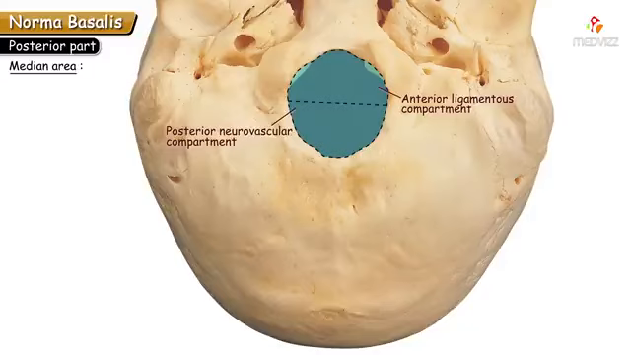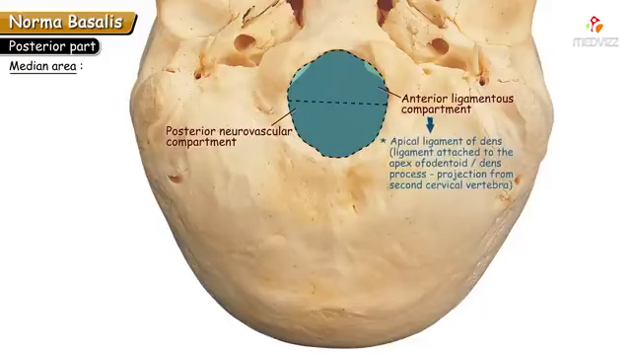So starting with this anterior ligamentous part, that is, ligaments are there in this anterior part, we can see the apical ligament of dens. Apical ligament means it is the ligament attached to the apex of the odontoid process or dens. Dens or odontoid process is the projection from the second cervical vertebra, axis. So from the axis the projection is the dens, and the ligament which is attached from the tip of the dens and crosses this foramen magnum is the apical ligament of dens.